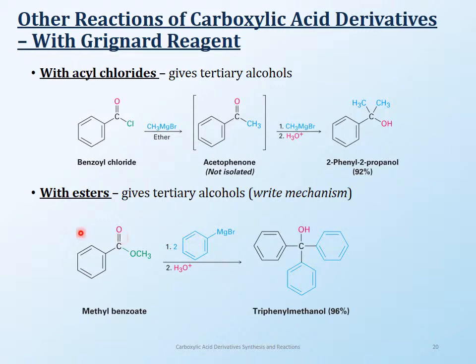For esters also, you will end up getting a tertiary alcohol. If you take any ester and treat it with the Grignard reagent, 2 moles of this, you end up getting a tertiary alcohol. We do not use acids for this reaction, and I want you to think about why we do not use acids for Grignard reagents.